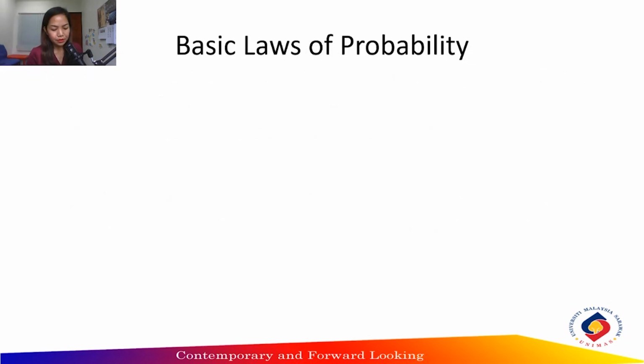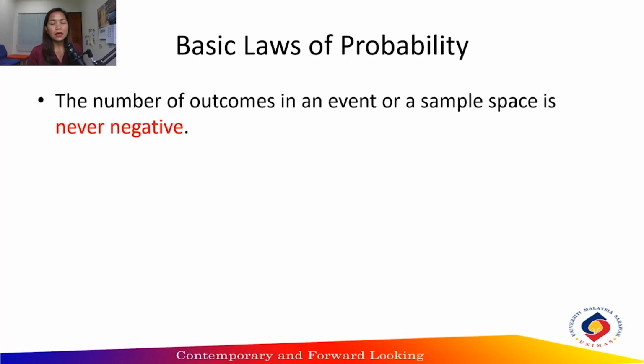The basic laws of probability: the number of outcomes in an event or a sample space is never negative. If nothing happened, or if we don't have any outcome of that event, still the number of outcomes here is 0, and it is not a negative number, right?